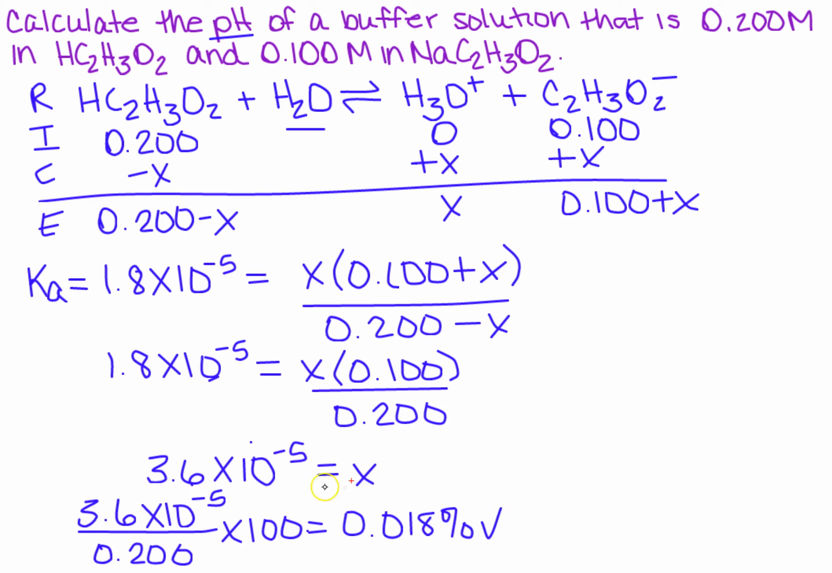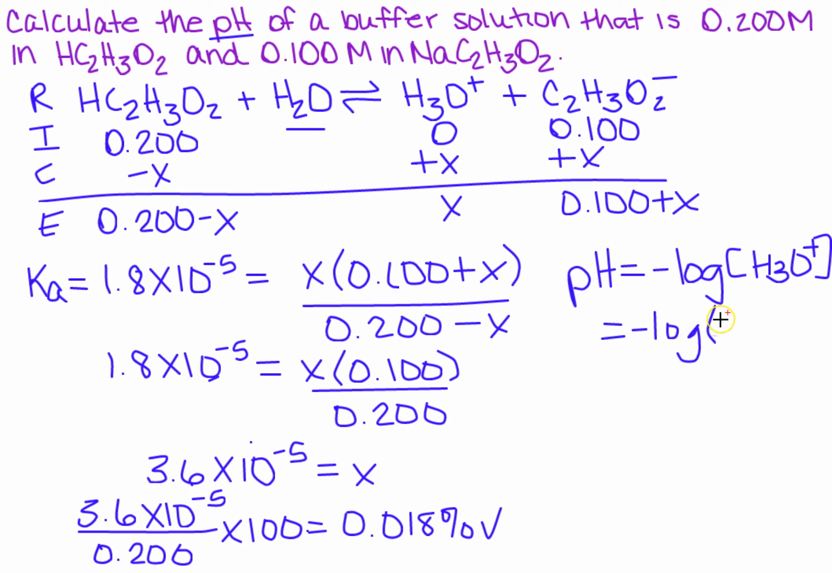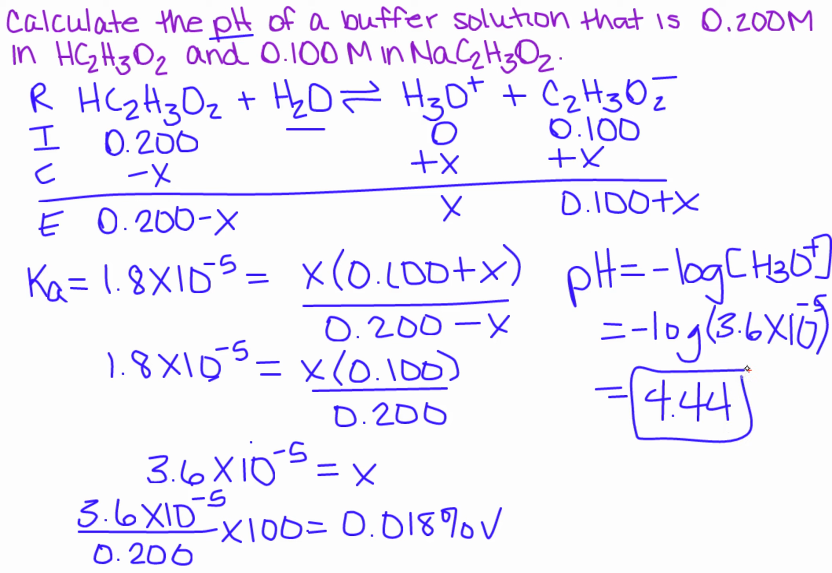But now remember, the number we found is actually for the hydronium ion. So I still need to find the pH. So remember, the pH equals the negative log of the hydronium ion. So I'm going to need to take the negative log of the number we just obtained, which was that 3.6 times 10 to the minus 5th. And when I did it on my calculator, I got 4.44. Remember, you want 2 decimal places when you're dealing with logarithms.